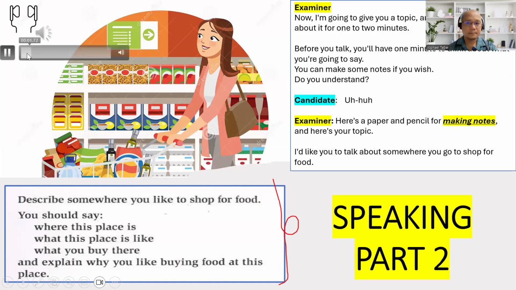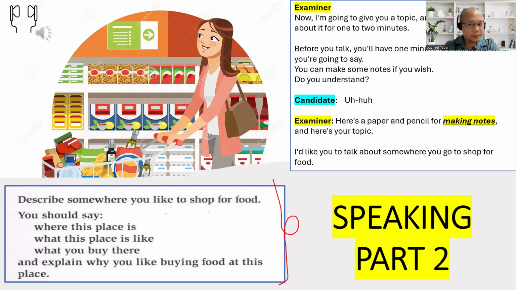Now, I'm going to give you a topic and I'd like you to talk about it for 1 to 2 minutes. Before you talk, you'll have 1 minute to think about what you're going to say. You can make some notes if you wish. Do you understand? Uh-huh. Here's a paper and pencil for making notes, and here's your topic. I'd like you to talk about somewhere you go to shop for food.